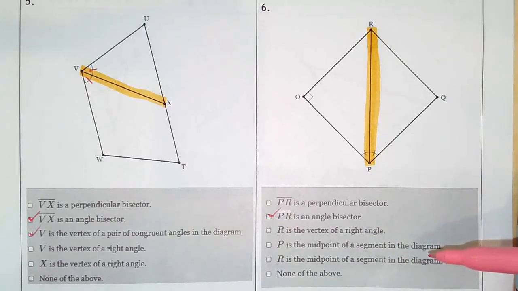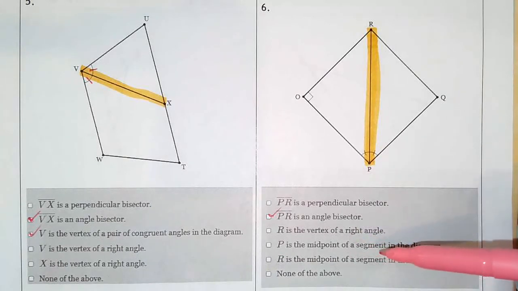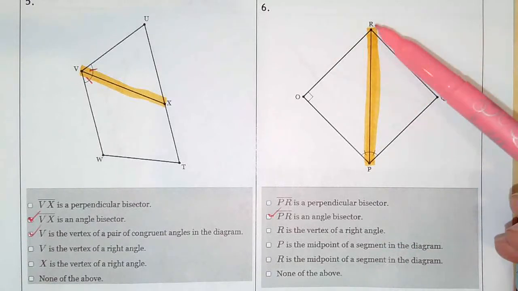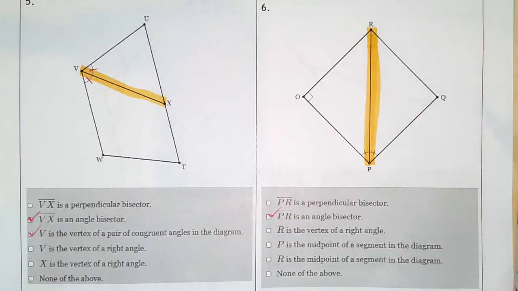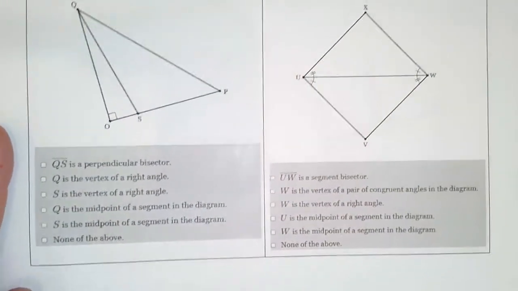P is the midpoint of a segment. What? P is in the middle of a segment. No. R is the midpoint of a segment. No. We're not talking about a midpoint here at all. So it's just that first one, that PR is an angle bisector. All right, there's 2 more. Trying to pick some that are kind of different.